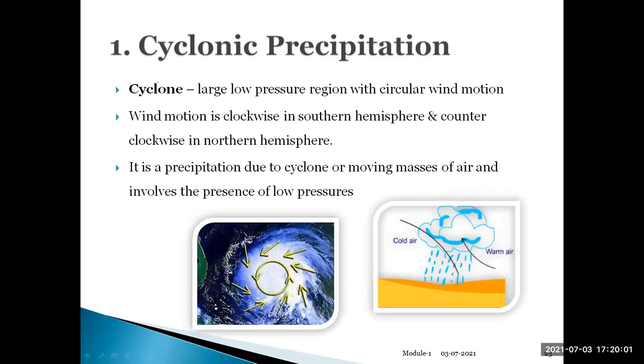So the first type of precipitation is cyclonic precipitation. Basically, what is a cyclone? A cyclone is a large low pressure region with a circular motion. So you can see here, that is a cyclone. And here the wind motion is clockwise in the southern hemisphere and counterclockwise in the northern hemisphere. So in simple terms, we can say precipitation due to a cyclone is nothing but cyclonic precipitation.